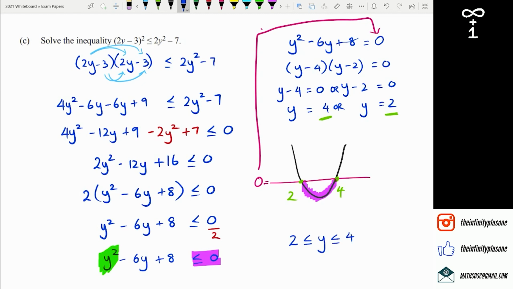Now, just to reiterate, the reason why I put less than or equal to is because if you go right to the top of the question, it actually says less than or equal to. Now, if it was less than, then I would just leave it as less than. But in this case, because it's less than or equal to, I need to put that less than or equal to in the final answer.